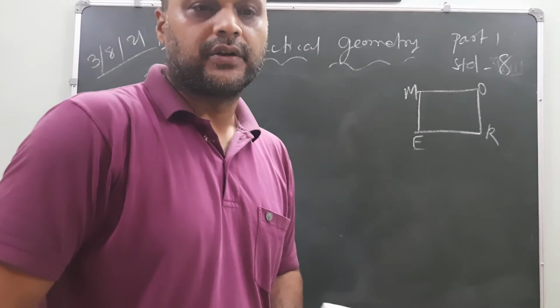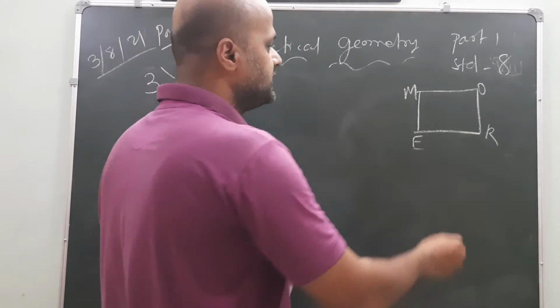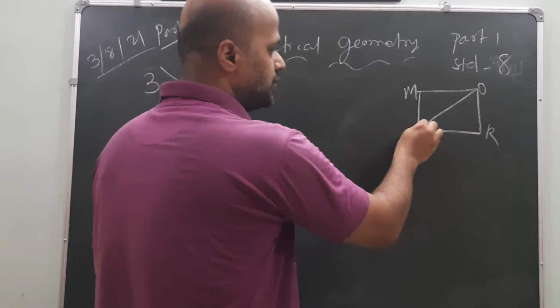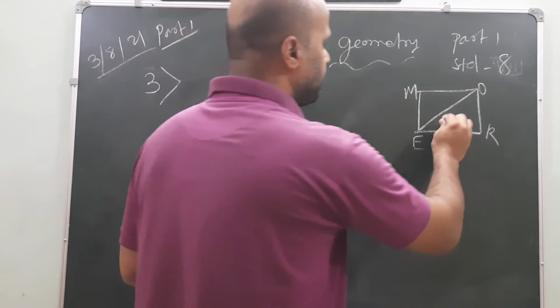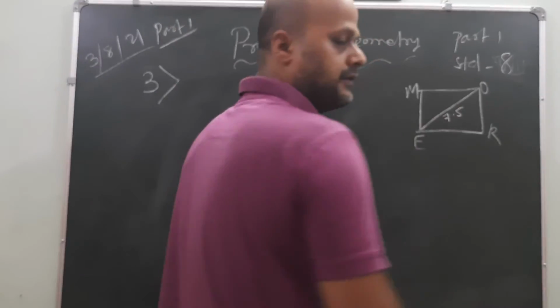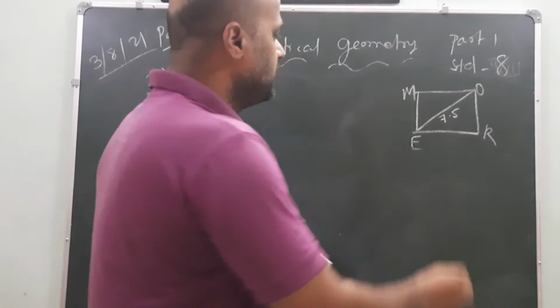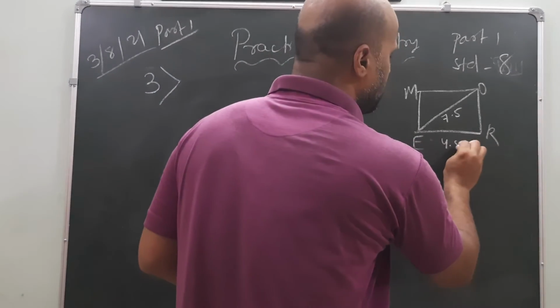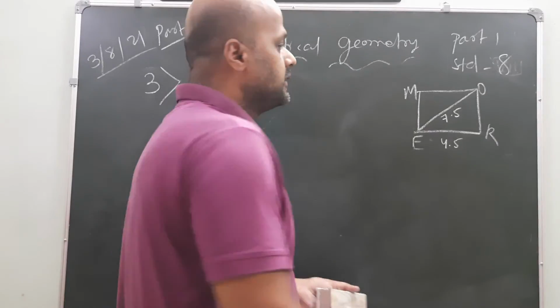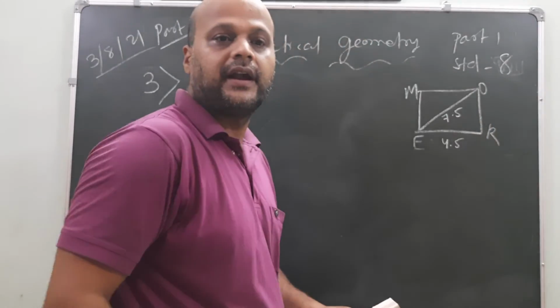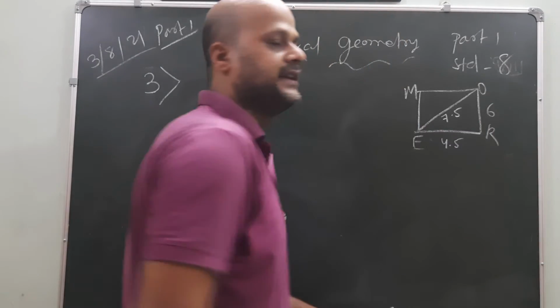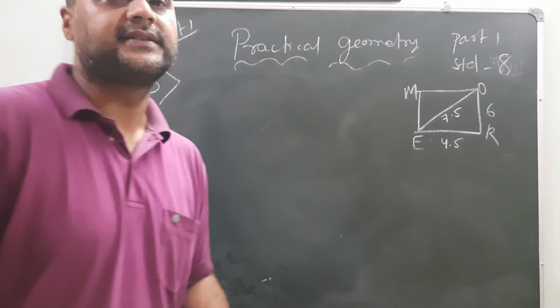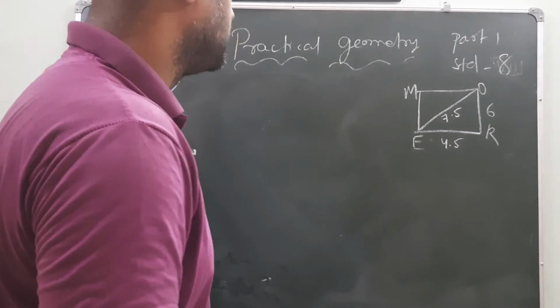Here it says MORE is a parallelogram having the dimensions. The diagonal OE is how much? 7.5. Okay. And ER is how much? ER is 4.5 cm. And OR is 6 centimeter. All of them are in centimeter. The unit is centimeter.